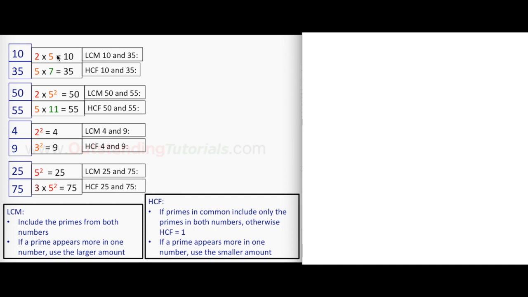So I've given you this. In the exam, in fact, some of the questions will also give you this and ask you for the highest common factor, lowest common multiple from the representation, which will be given. Okay, let's begin. 10 and 35.